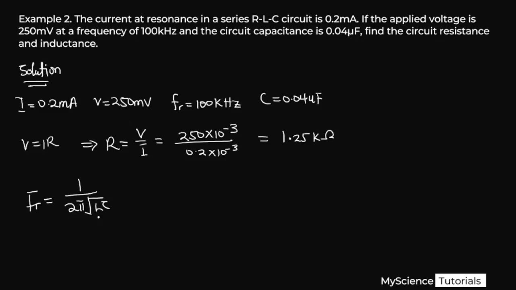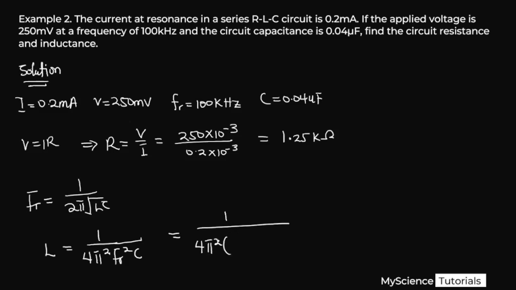So we need to make the inductance the subject by cross multiplying. If we cross multiply and make inductance, or L, the subject, we are going to have L equal to 1 over 4 pi squared times the resonance frequency squared multiplied by the capacitance. Using this, if we do the substitution, we are going to have 1 on 4 pi squared.